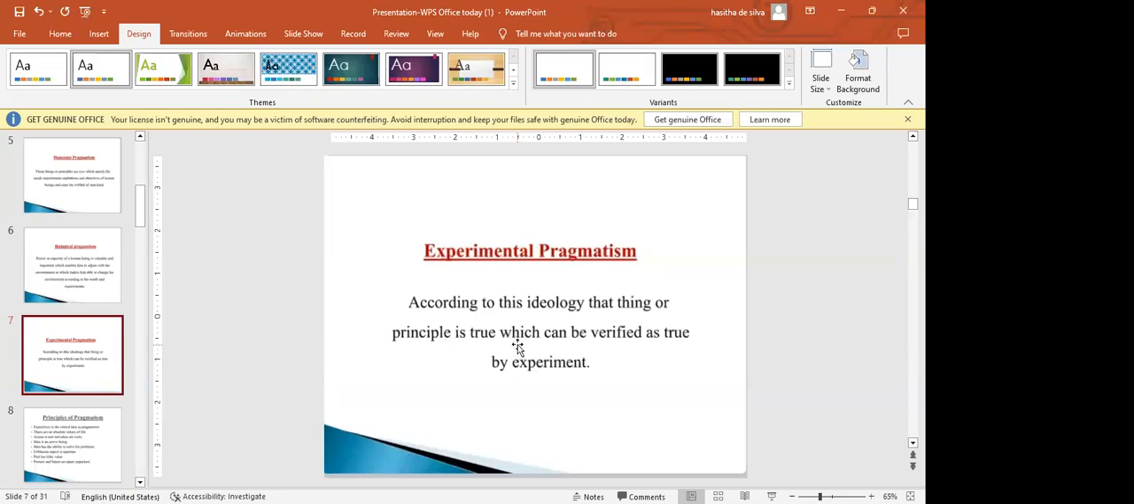Okay. So we discussed the three forms of pragmatism. The third form of pragmatism is experimental pragmatism. Experimental pragmatism refers to an approach that combines the principles of experimentation with the practical aspect of pragmatism. It emphasizes the importance of conducting experiments as a means of testing ideas, theories, beliefs in order to evaluate their practical effectiveness and consequences.